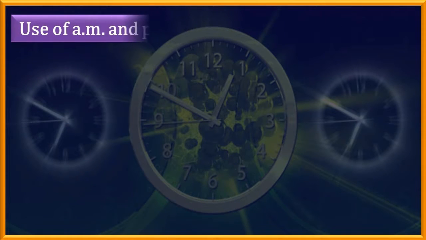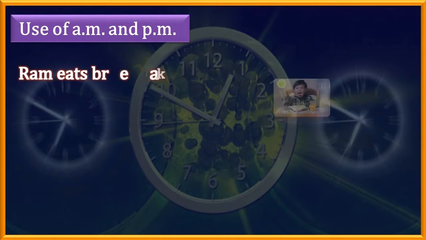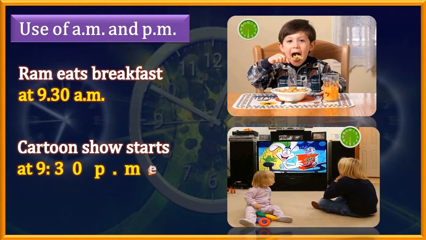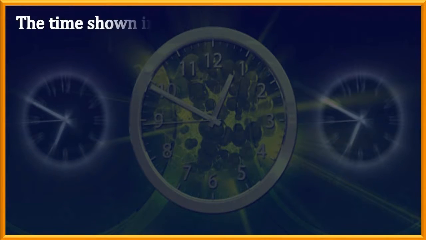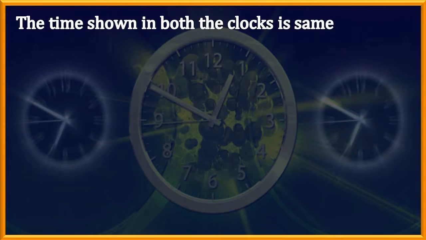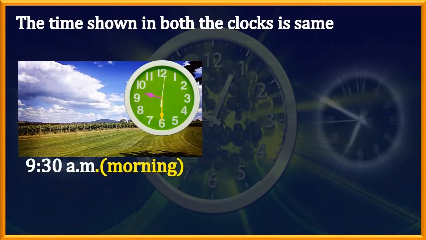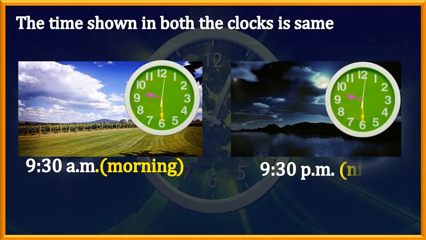Use of AM and PM. In our daily life, we use these words most of the time, like Ram eats breakfast at 9:30 a.m. Cartoon show starts at 9:30 p.m., etc. The time shown in both the clocks is same, that is 9:30. In the first clock, it is morning, and in the second clock, it is night.